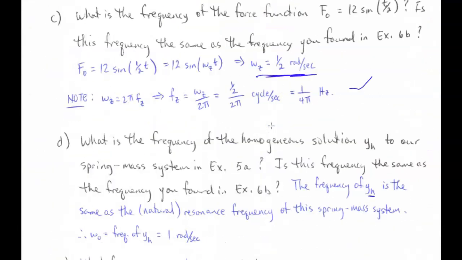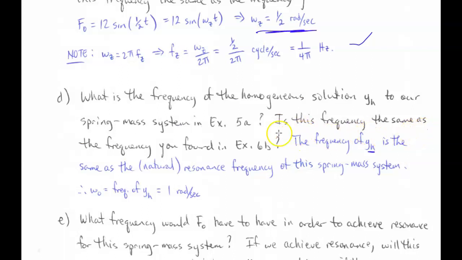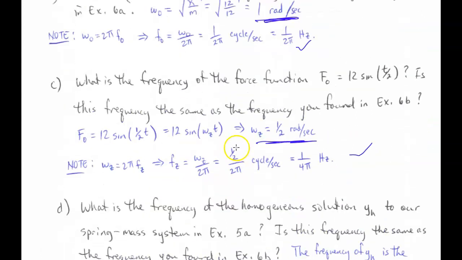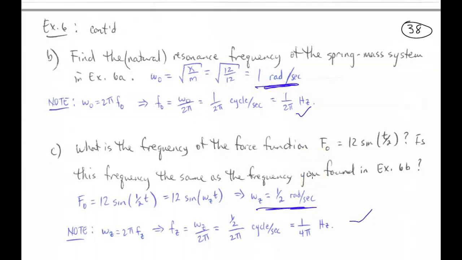And if we come back here, it says this is the same frequency that we found in example 6b. And in example 6b, it is that. It is the same exact one. I'm just trying to connect those two concepts together, to make sure that you know that whatever frequency we have for the homogeneous solution is the same as the natural frequency for the spring mass system.